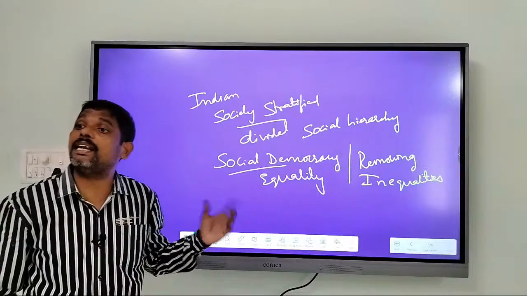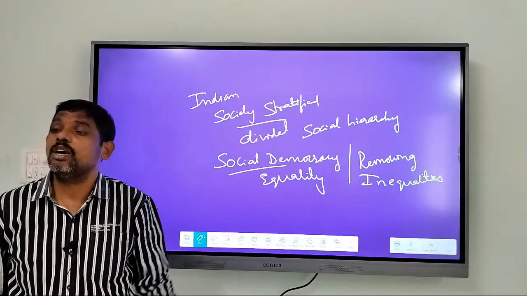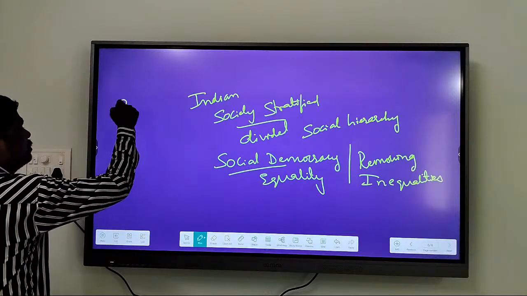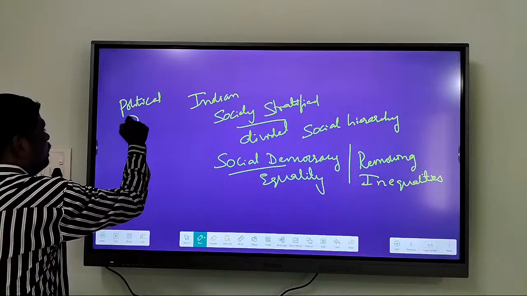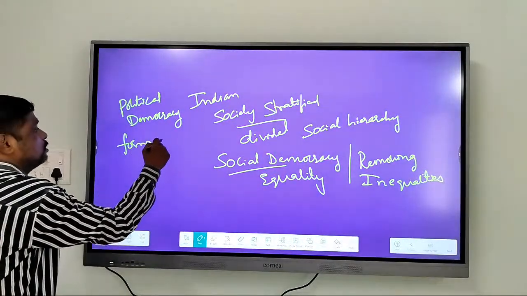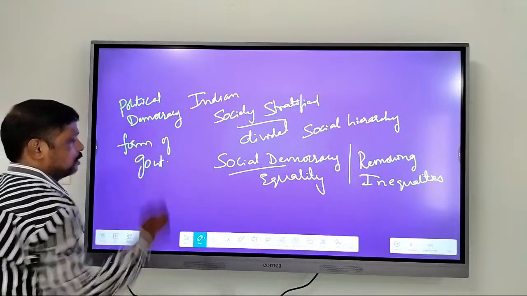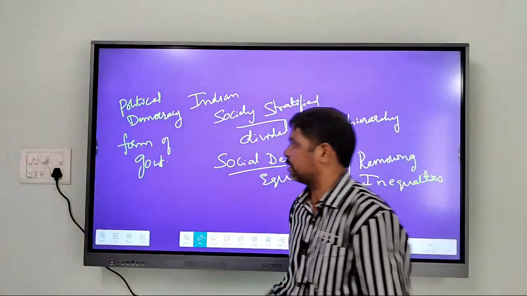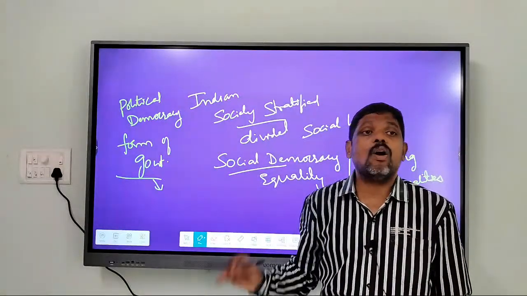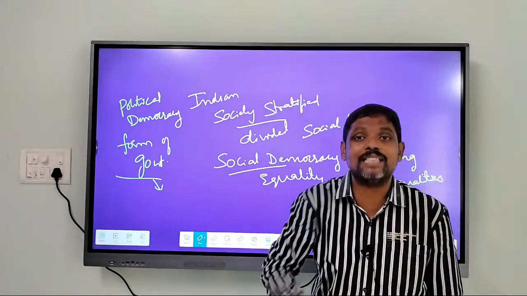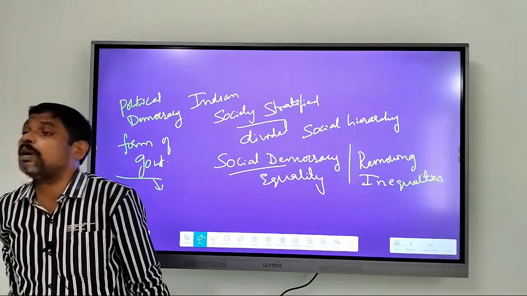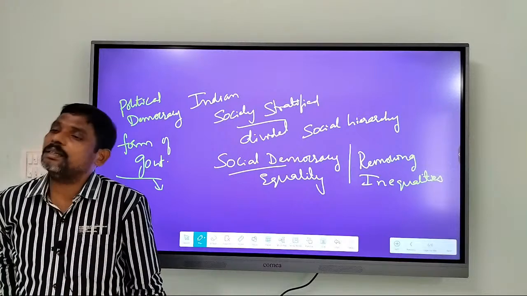Now coming to political democracy. What does political democracy denote? Political democracy denotes a form of government. A government that is elected by people, which you say as rule of the people. So, whatever definition was given by you, it is political democracy. It denotes a government which is formed by people.